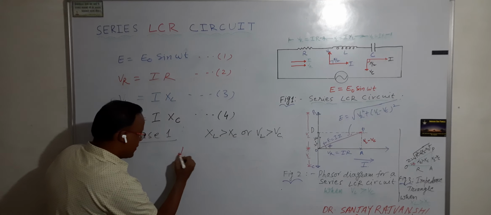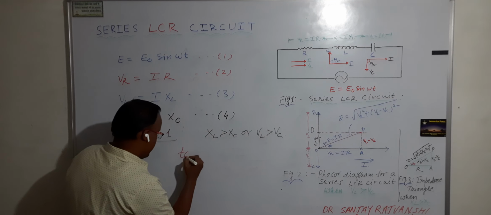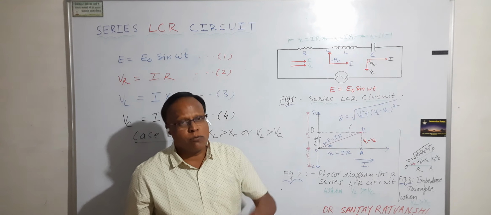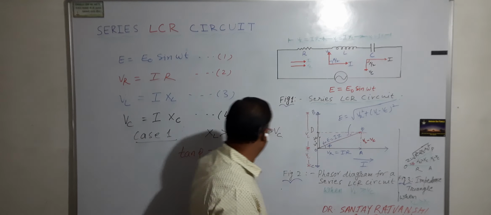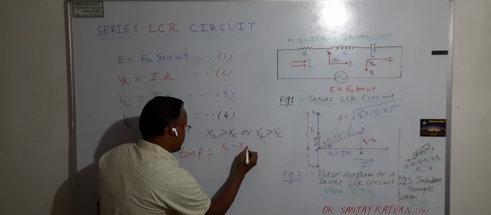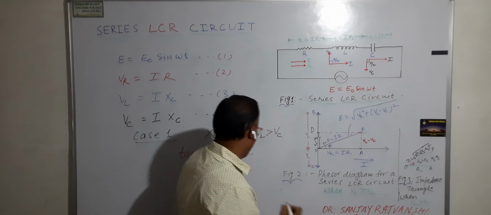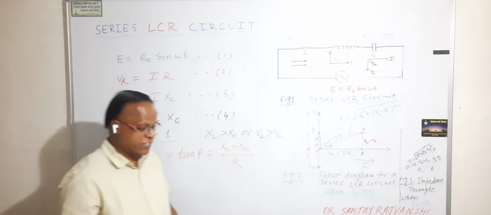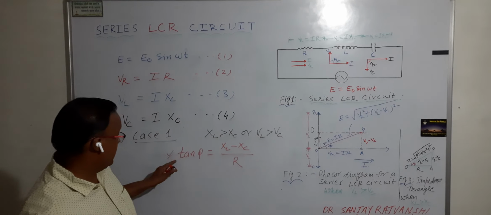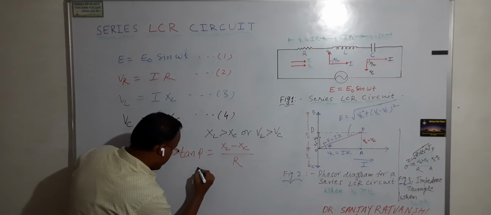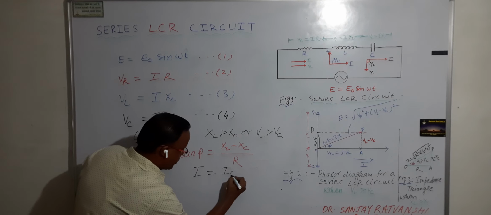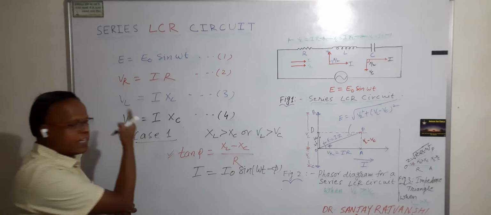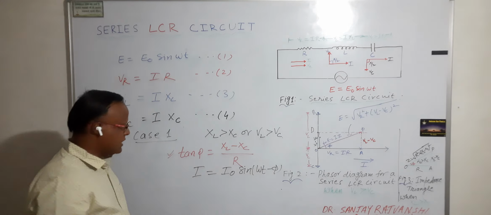Its value of phi you can calculate from the impedance triangle: tan phi equals perpendicular upon base. Perpendicular is XL minus XC, and base is R. So by this relation you can calculate the value of phase, and the current lags behind. The expression for current is I equals I0 sin(omega t minus phi), and phi you calculate from here. This is your case 1.